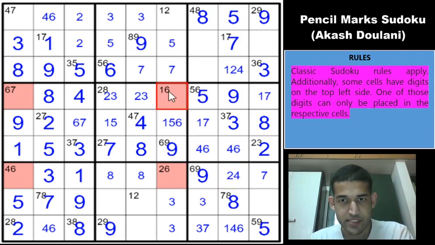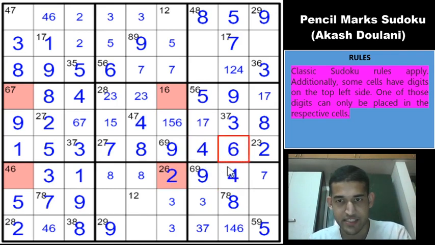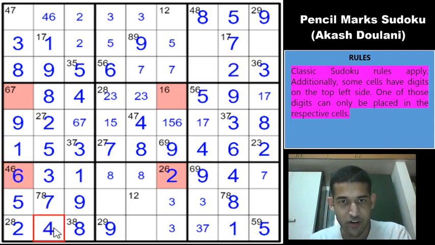Okay, 6 is restricted to one of these two cells in box 5, which means that this will be a 2 and that gives a 4 here, right? We are getting some more digits quickly now. This 4 gives a 4 here and a 6 here, and this 4, 6 means this will be a 1. So this will be a 2 and this 4 gives a 6 here and a 4 here.